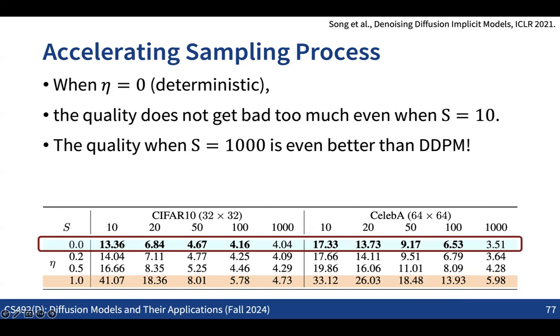What are the cons of using the deterministic reverse process? Well, there are no cons of using the deterministic reverse process. Actually, in most cases, it's better to make it more deterministic. So we're also going to get into some more details about this.